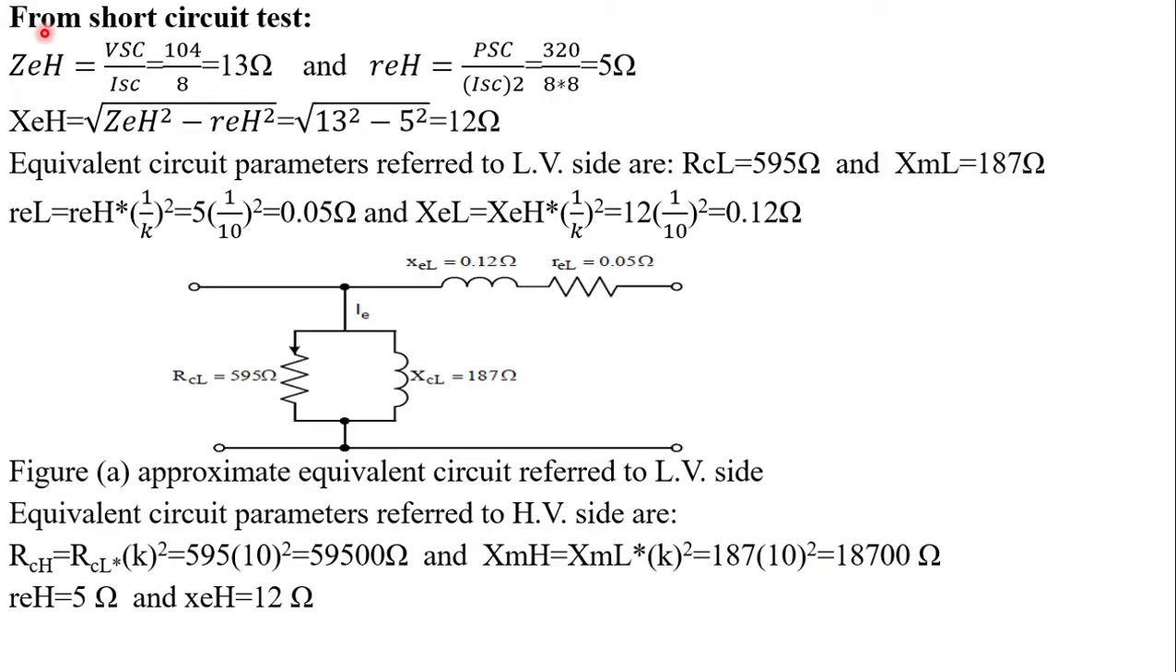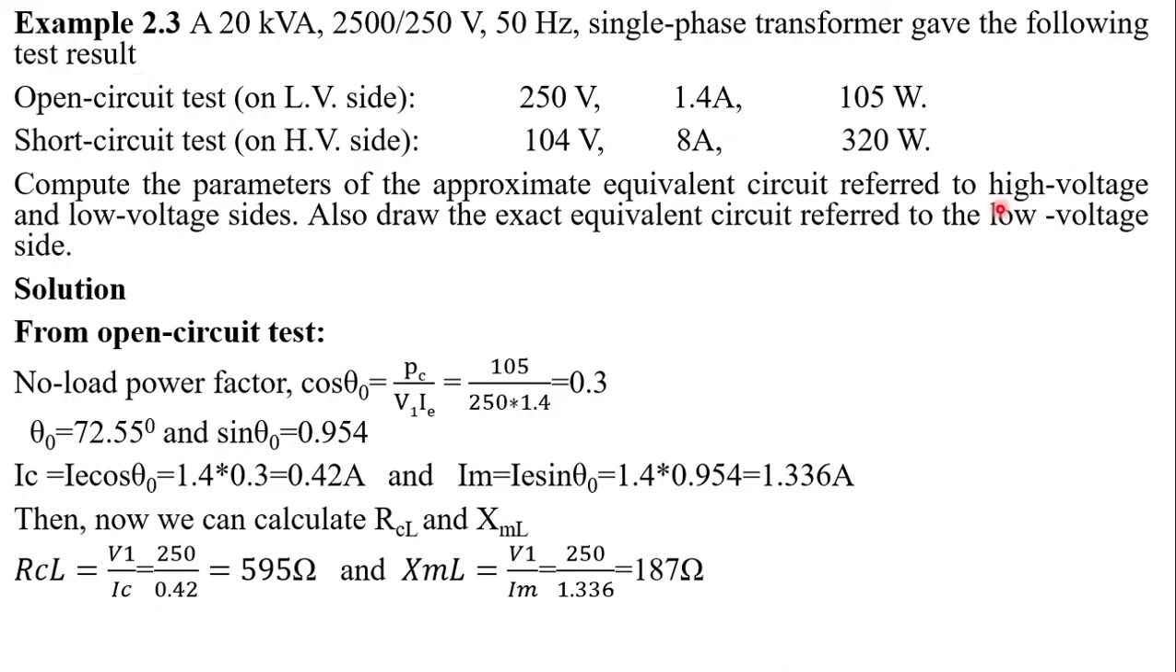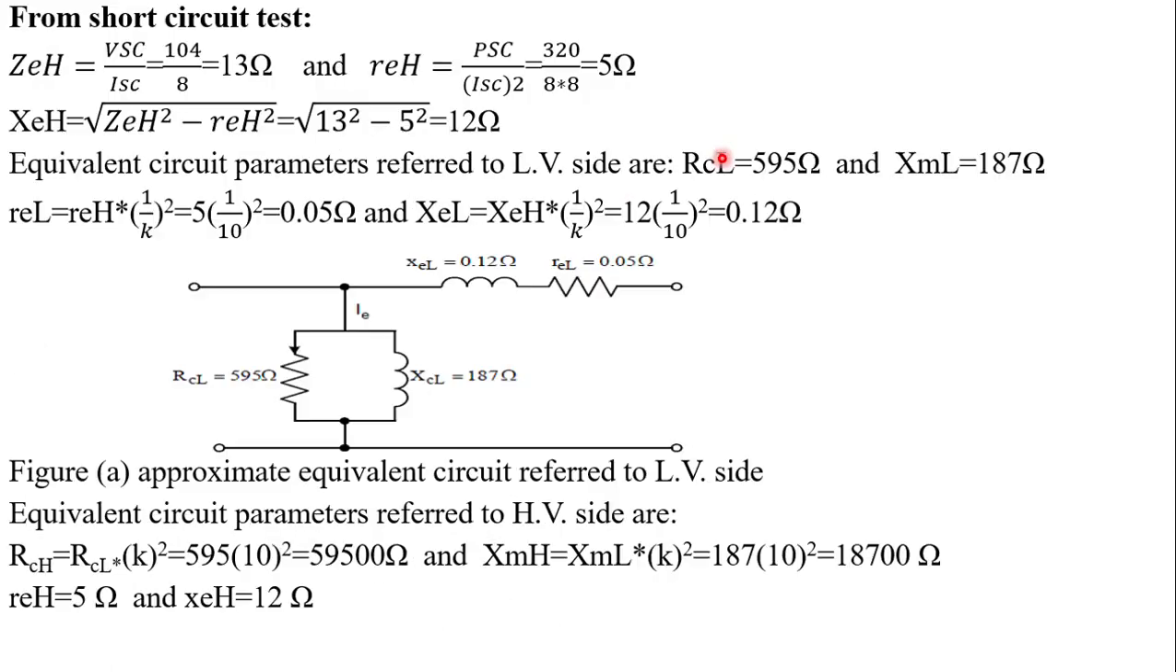While from the short circuit test, Zeh, which is the impedance at the high voltage side, is equal to the short circuit voltage over the short circuit current, where the short circuit voltage is 104 here, and the short circuit current is 8. The 104 over 8 gives the short circuit impedance, or the impedance at the high voltage side, which is 13. Reh, the resistance at the high voltage side, is the short circuit power, 330, over 8 squared, which is equal to 5, and now the reactance at the high voltage side is 12.